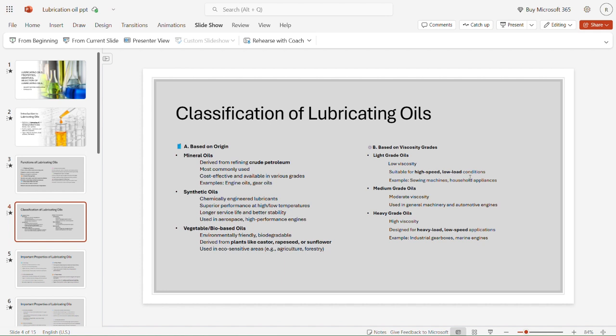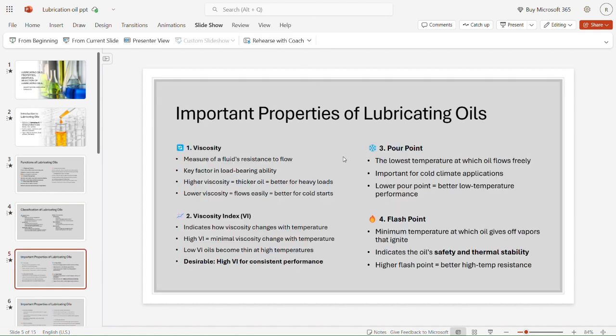The second one is medium grade oil. As for medium grade oil, we know that its viscosity is moderate. It is generally used in automotive engines and moderate power machineries. And the third one is heavy grade oil. It has a high viscosity, designed for heavy load, low speed applications, for example industrial gearboxes and marine engines.